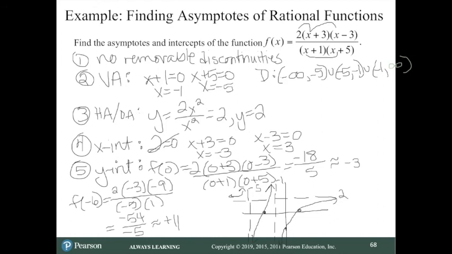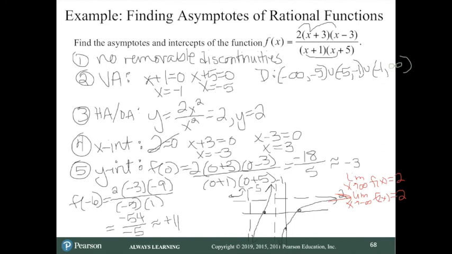Okay, so this is a sketch of our graph. We can talk about limits. The limit as x goes to infinity in this case will be 2. The limit as x approaches infinity of f of x is 2. We know that the limit as x approaches negative infinity of f of x also equals 2.